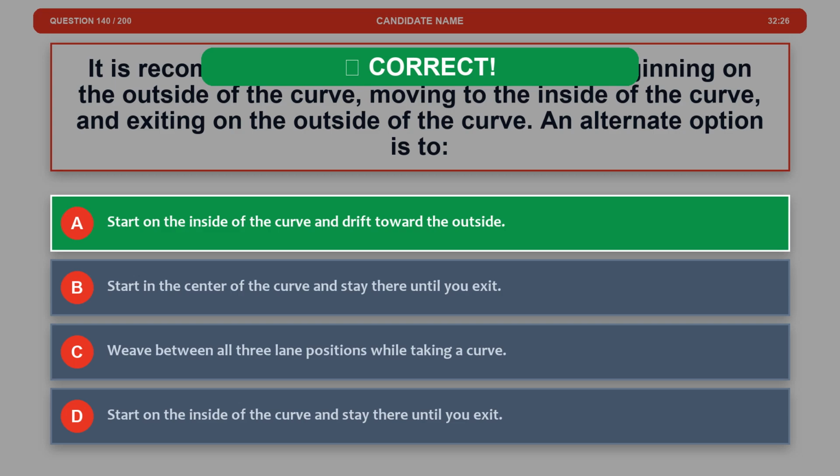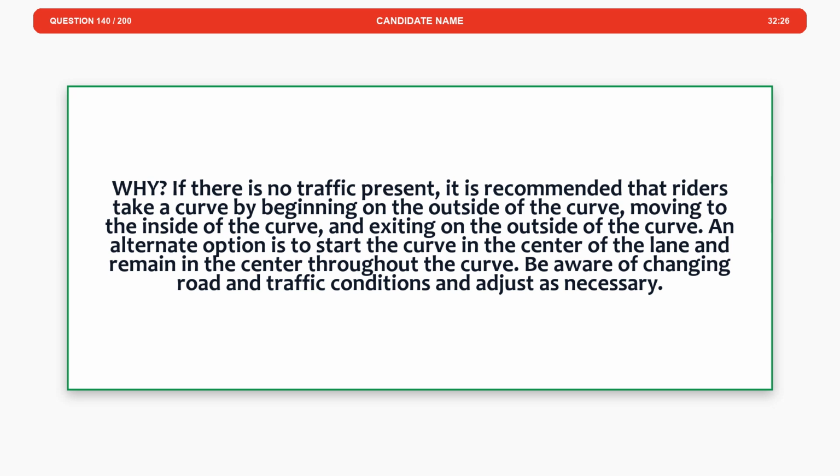The correct answer is option A. Start on the inside of the curve and drift toward the outside. Explanation. If there is no traffic present, it is recommended that riders take a curve by beginning on the outside of the curve, moving to the inside of the curve, and exiting on the outside of the curve. An alternate option is to start the curve in the center of the lane and remain in the center throughout the curve. Be aware of changing road and traffic conditions and adjust as necessary.